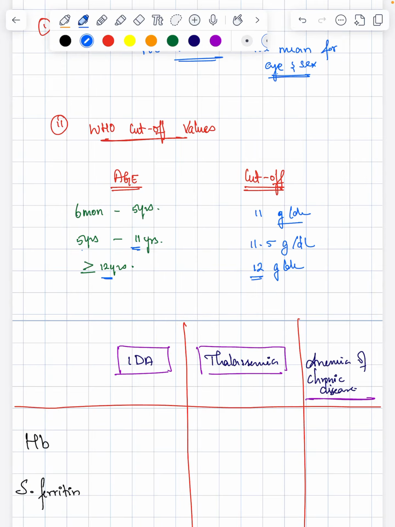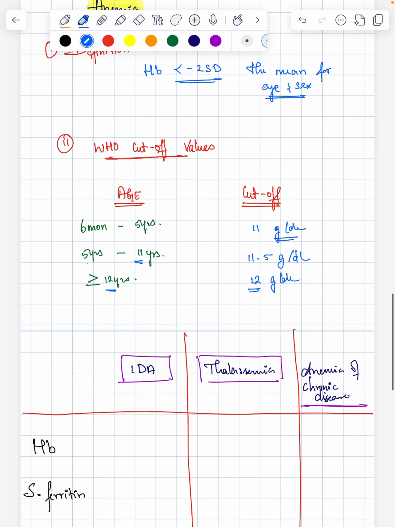This is the cutoff value for a particular age group to tell whether the child is having anemia or not. I'm not going into detail of mild, moderate and severe anemia. We can cover that in our next topic, as it will be an important question in your NEET PG 2026 and also in your INI-CET.